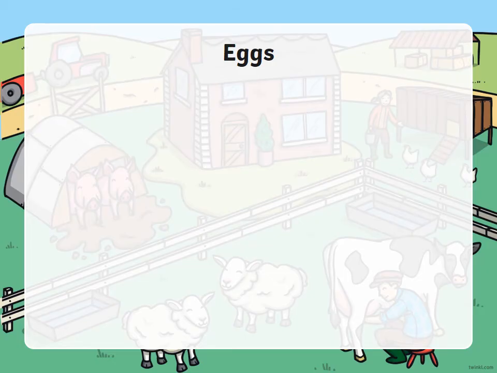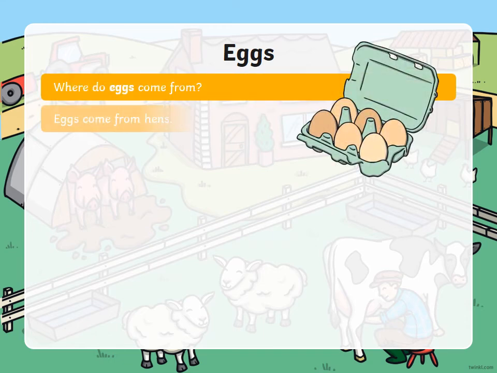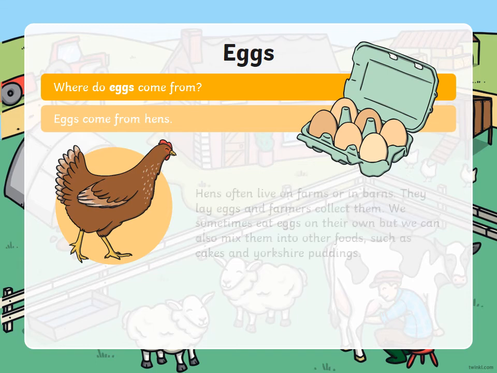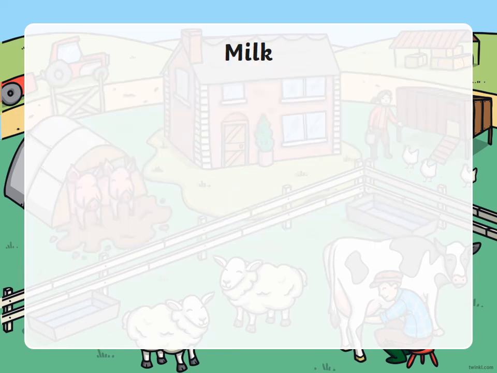We have seen the crops, vegetables and fruits growing, but we see farm animals too on the farms. Eggs. Where do eggs come from? Eggs come from hens. Hens often live on farms or in barns. They lay eggs and farmers collect them. We sometimes eat eggs on their own, but we can also mix them into other foods such as cakes and different kinds of puddings.